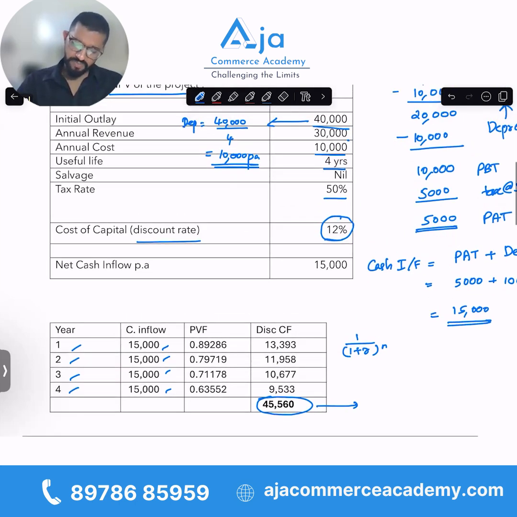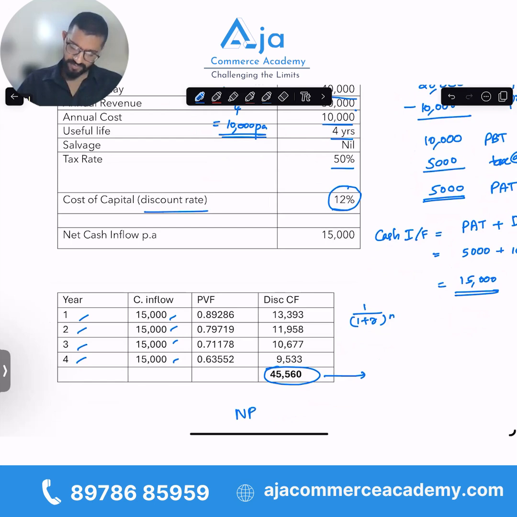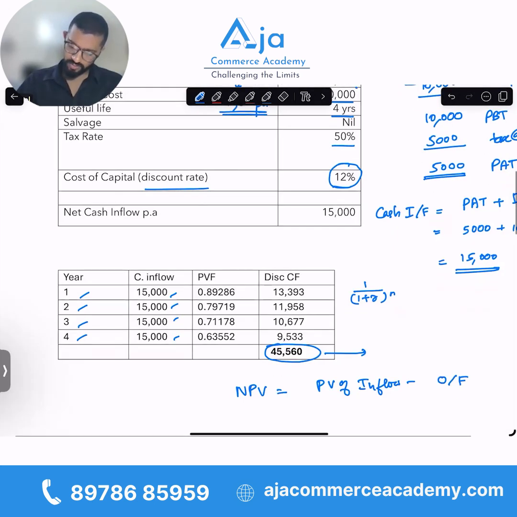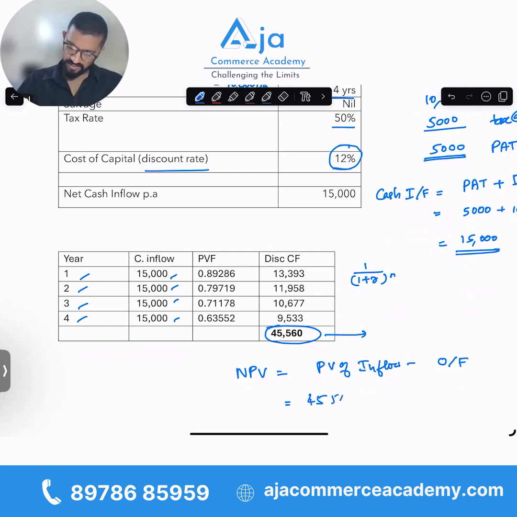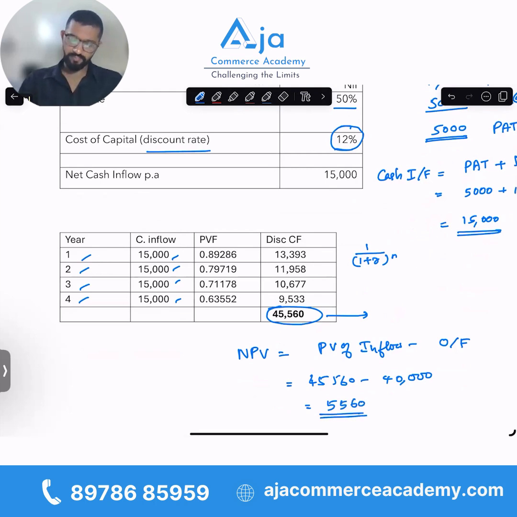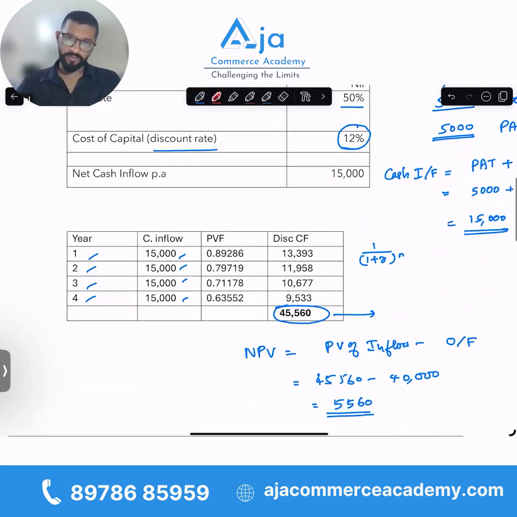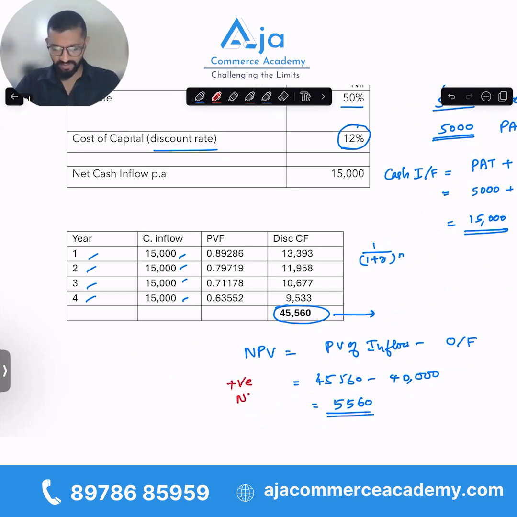Against the initial investment of 40,000, my net present value will be the inflow minus the outflow. So 45,560 minus 40,000 is 5,560. This is how we would have done it in our intermediate level when a capital budgeting decision had to be taken whether we should purchase this machinery or not. And finally, we end up saying this machinery has a positive net present value and hence it is perfectly fine to make this investment.